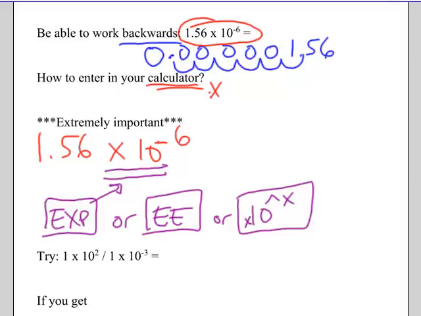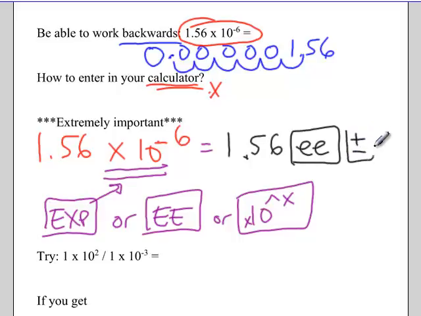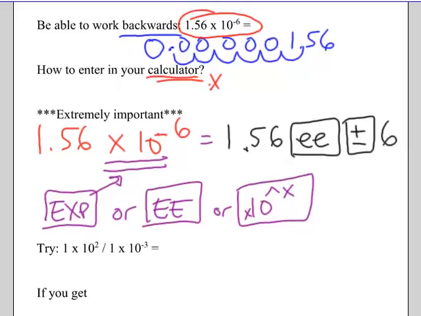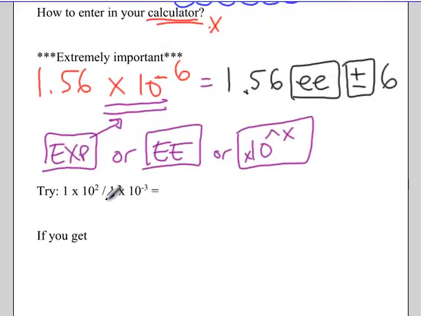So if I was entering this, I would enter the 1.56, and then EE. And then on some calculators, you have to hit the negative sign, which might be something like plus or minus, and then the 6. When you find the button that matches your calculator, try a calculation like this.